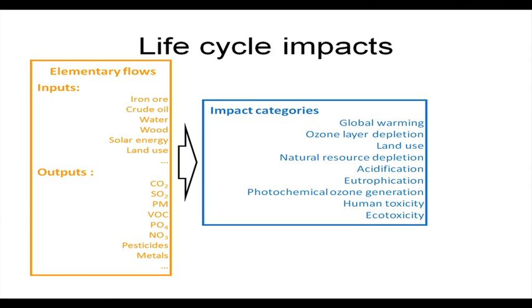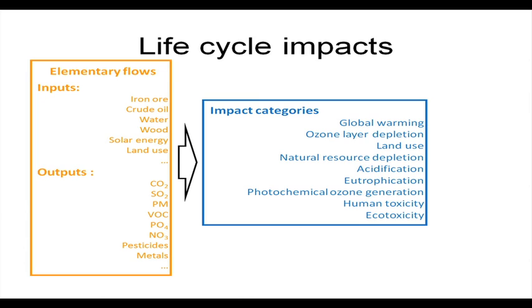Then eutrophication. If you have taken any course in environmental science or engineering, you probably know eutrophication. Eutrophication is when nitrate and phosphate get into surface water and you have an algal bloom. Everything looks very green, but what happens is it covers a layer on top. It doesn't let oxygen go into the deep water, and the species in deep water suffer for that. So that's the problem with eutrophication. Now the photochemical ozone generation, that's another one, then human toxicity, ecotoxicity.